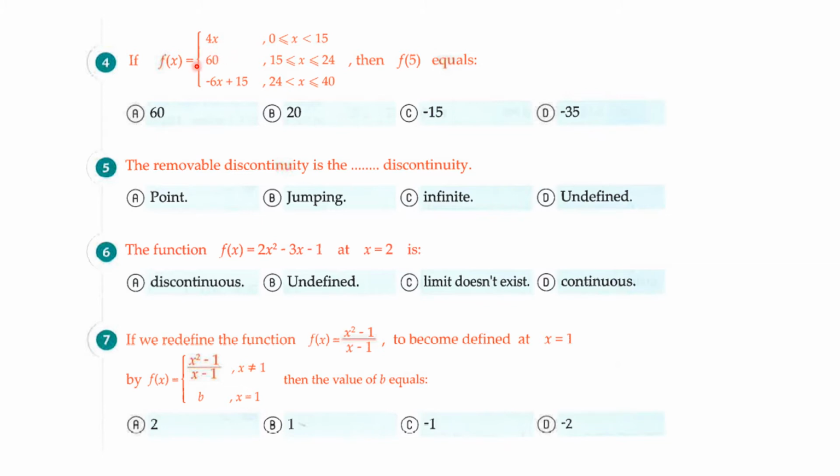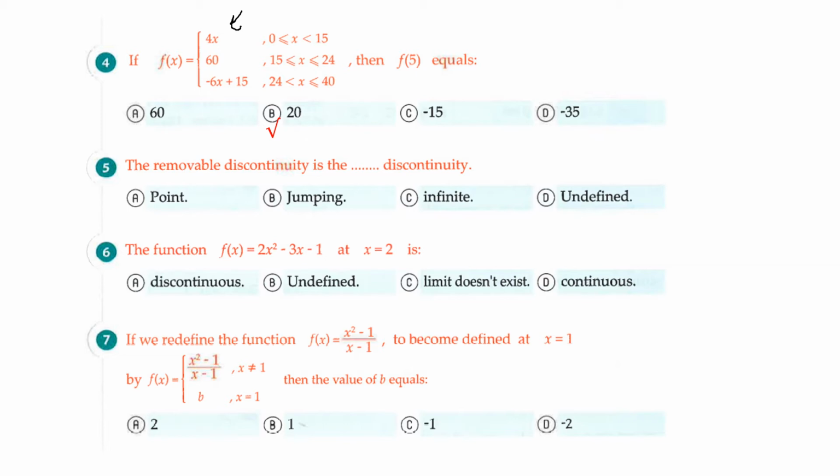This function is already, the answer is 60. In this function, you will look where is x equal to 5, in which domain, in which part. So I guess it's clear, it's over here. 5 is over here. So you will substitute the 5 in this function, and then you will get f of 5. So 4 times 5 is equal to 20.